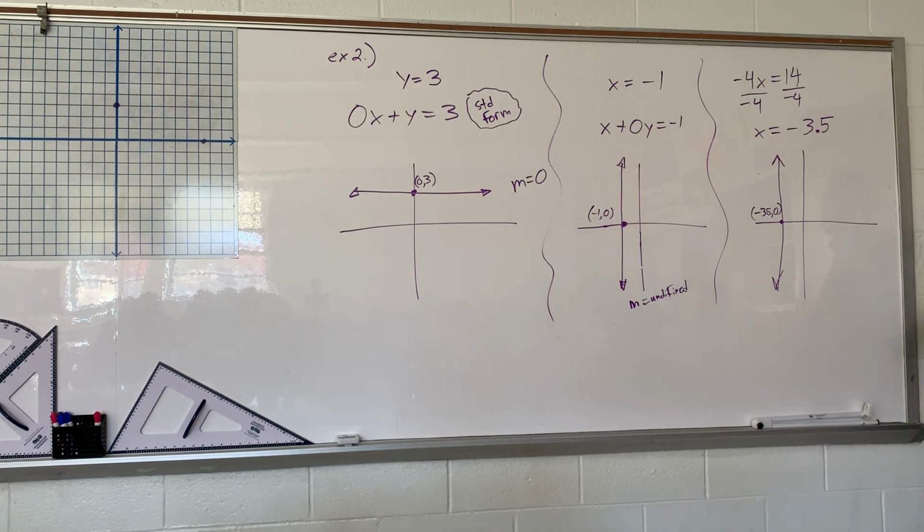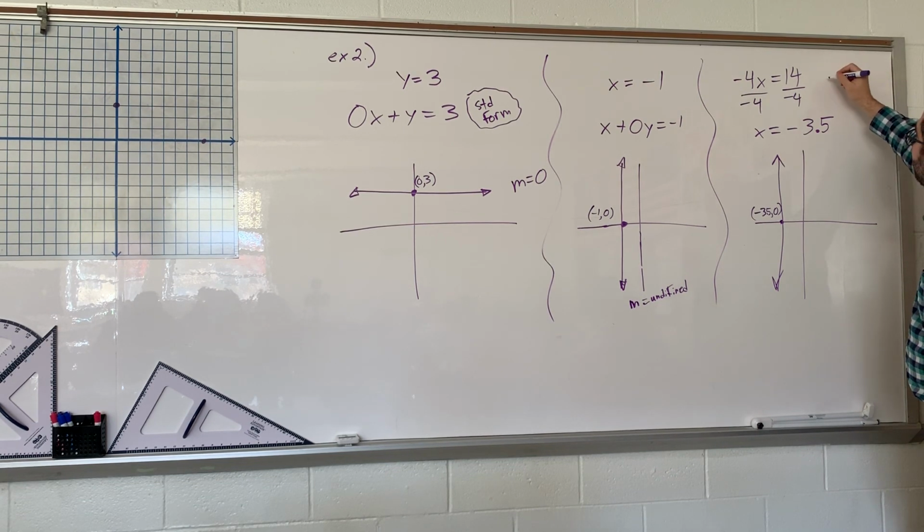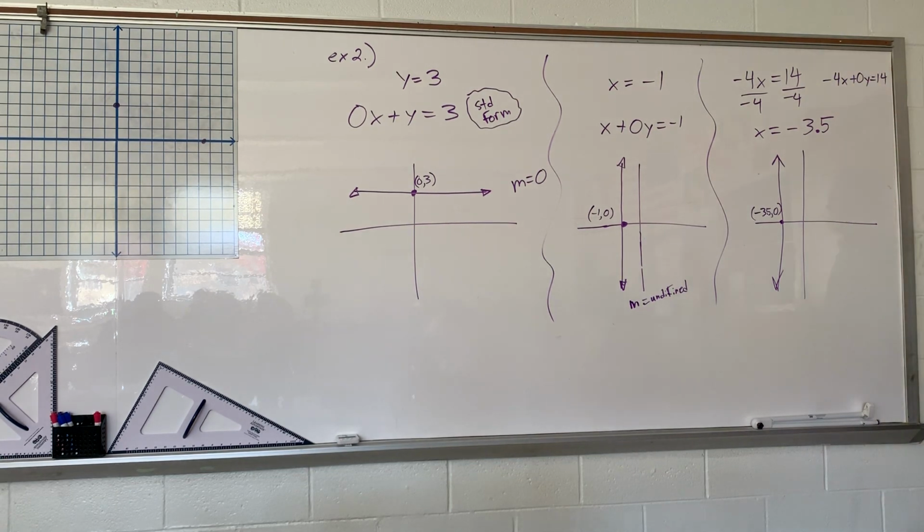So what did I not put here? I forgot the equation, right? So what is my equation? Negative 4x plus 0y equals 14. Is that in standard form? Oh no, because A cannot be negative. Yep. All right, so that's not a problem.